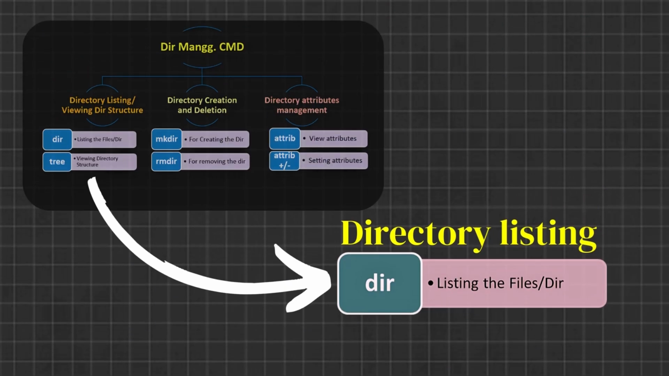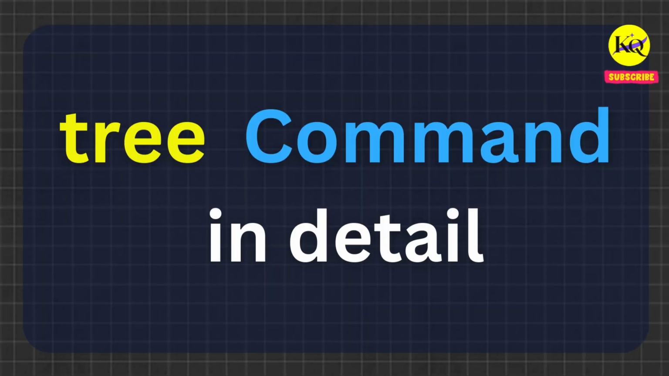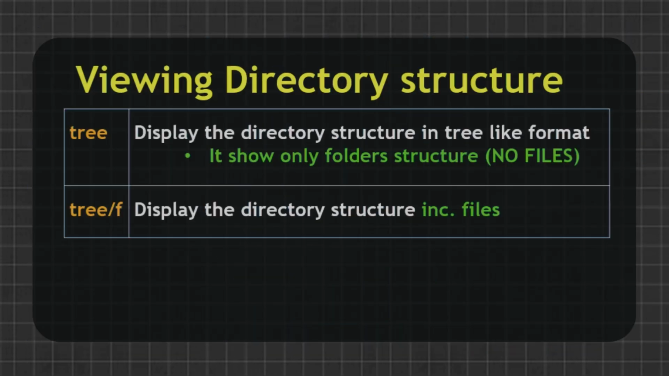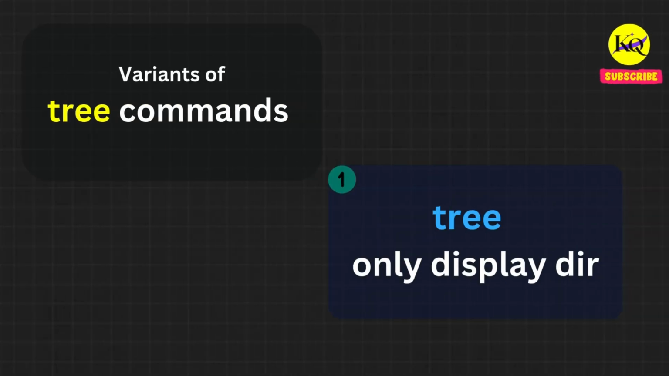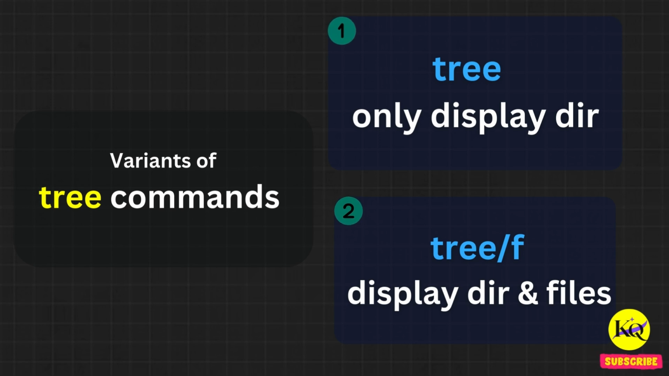Now let us see how to view the directory structure through tree. Let us explore the tree command in detail. The tree command is used to view the directory structure in a clear tree-like format. When you execute the tree command in any directory, it will display all the folders in a hierarchical view. There are two variants of the tree command. First, tree, which only displays directories, and the other one is tree/f, which displays both directories and files in the tree structure.